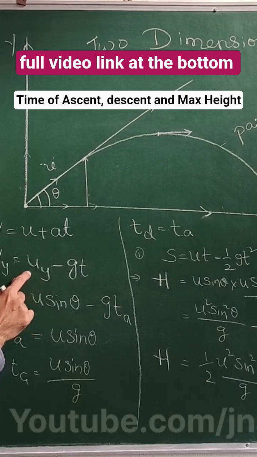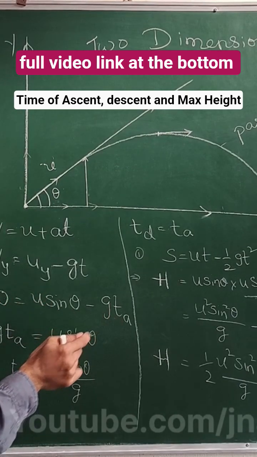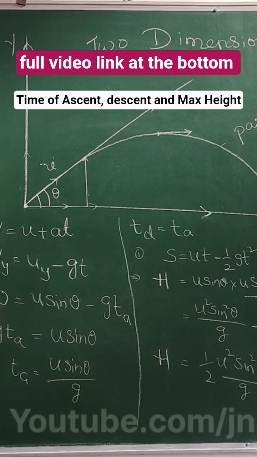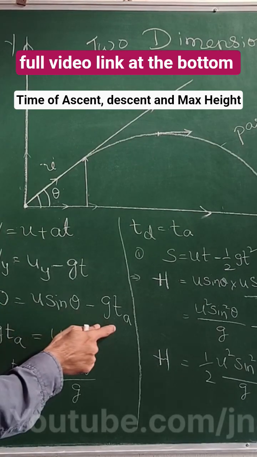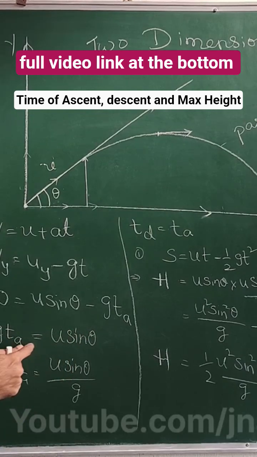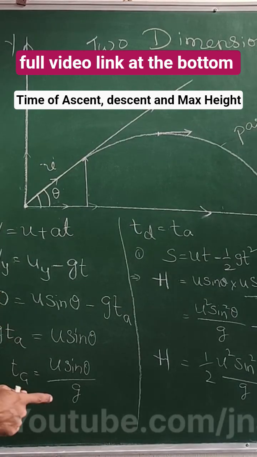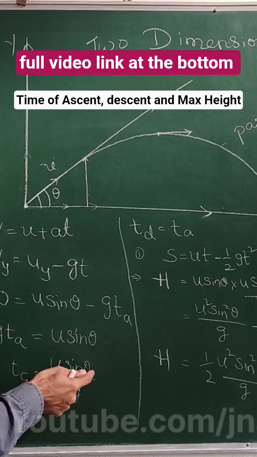So uy, the vertical component of velocity, is u sin theta, right? So minus g ta, like this. If you bring it to the left side, it will become 0 plus g ta. So 0 plus g ta is g ta, right? And g ta is equal to u sin theta. So ta, the time of ascent, becomes u sin theta by g, right? Remember, this formula you must keep in mind: u sin theta by g.